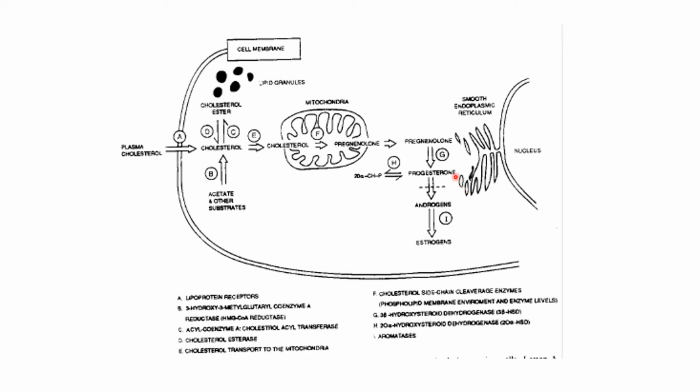Some of these proteins do not have to be regulated by gonadotropins. For example, an enzyme here, G. The enzyme that converts pregnenolone to progesterone, this enzyme is ubiquitously produced, so it doesn't respond to LH or FSH per se. So anytime that pregnenolone is produced, boom, it gets converted to progesterone very quickly.